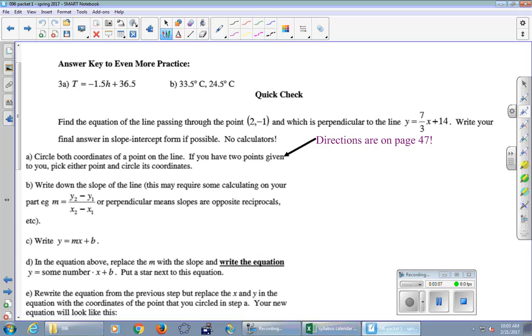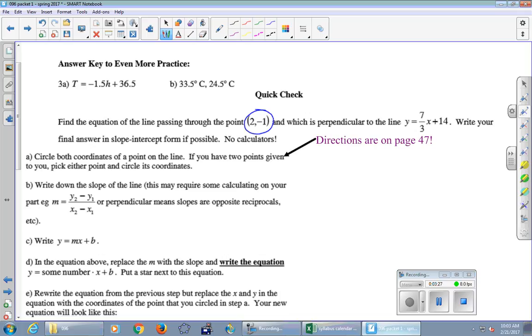Okay, so part A says circle both coordinates of a point on the line. We are only given one point on the line. It is that one right there. So we just circle it. It says if you have 2 points, you can pick either point and circle its coordinates. We just have one. Part B says write down the slope of the line.